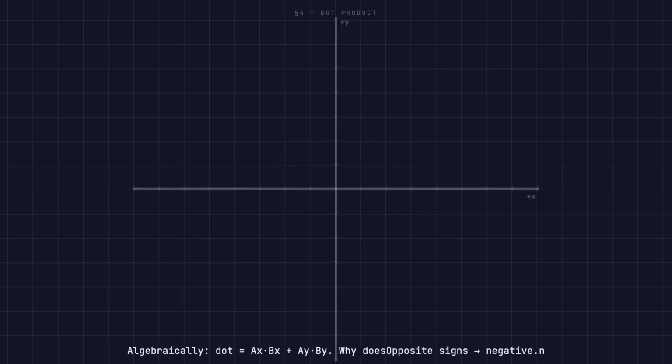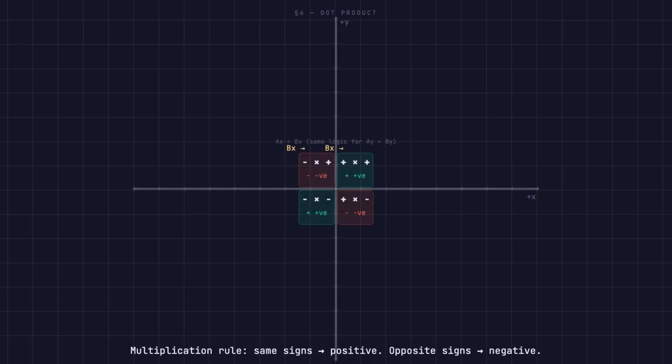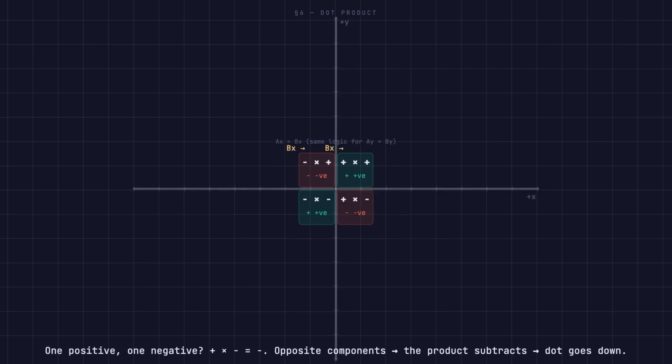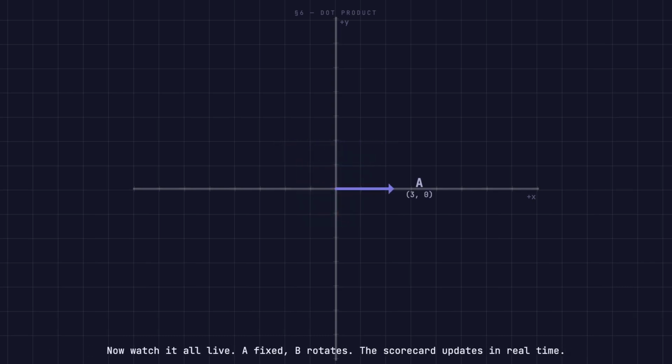Just another visualization, so we really internalize how the dot product can only reduce if the corresponding components of two vectors have different signs, meaning they are facing different directions.